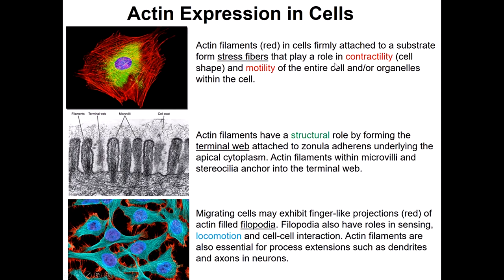So here, sometimes we call these actin filaments stress fibers, in red, and they can contract to change the shape of the cell because they permeate throughout the cell. And by contraction, they can also help the cell to be motile, to move it along.